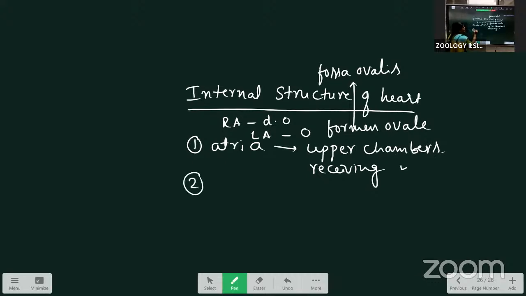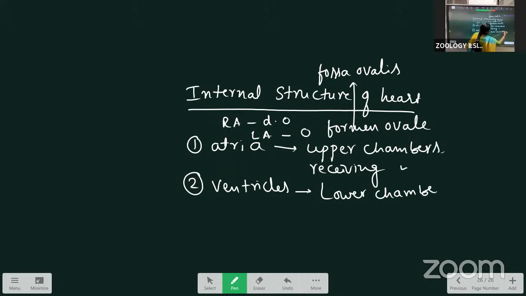Next one is the ventricles. These ventricles are the lower chambers, and these are the pumping chambers. They pump the blood. That's why we call them pumping chambers. The right ventricle pumps the deoxygenated blood through the pulmonary arch. The left ventricle pumps the oxygenated blood through the aorta.